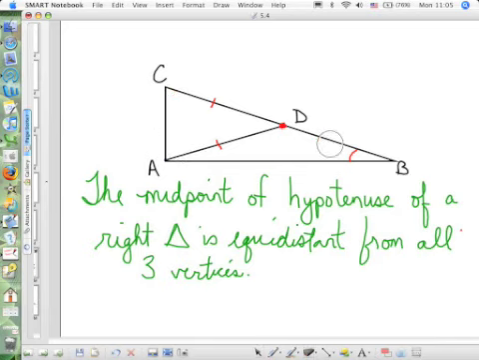we could figure out, if we know this right here, this is a right triangle, and AD is the median, okay? If I gave you that angle B had a measure of 30 degrees, could you figure out all the other angles? Yes.